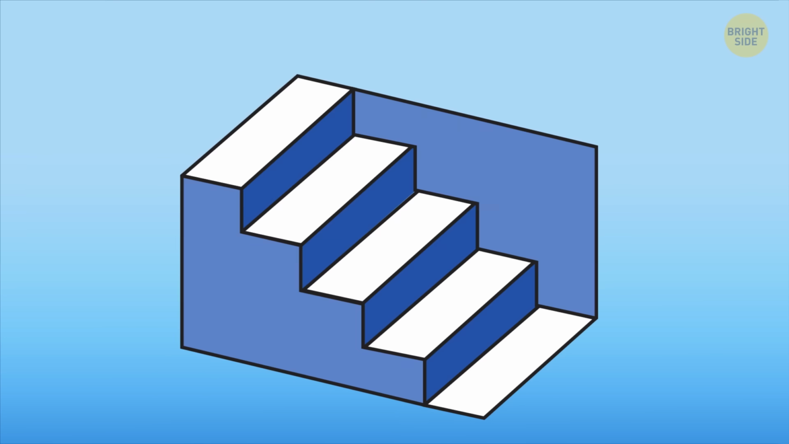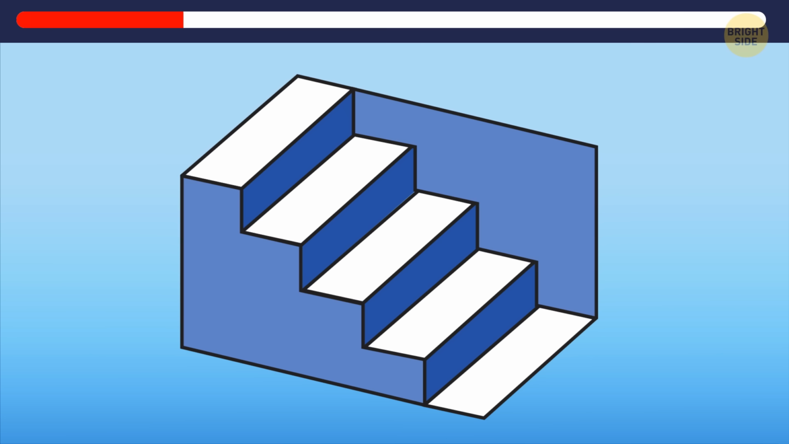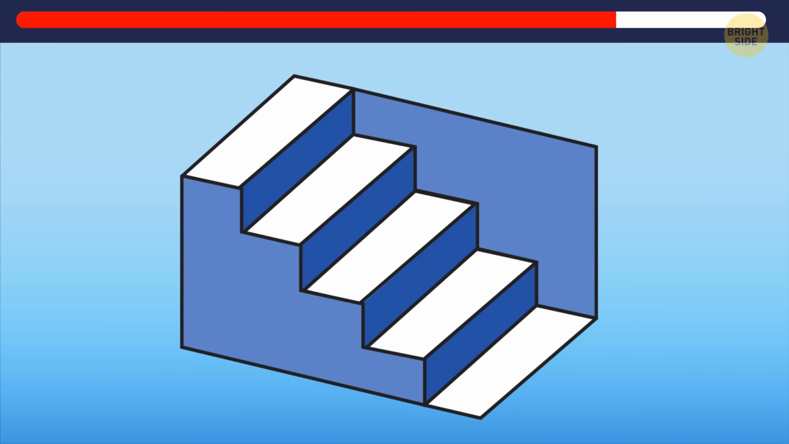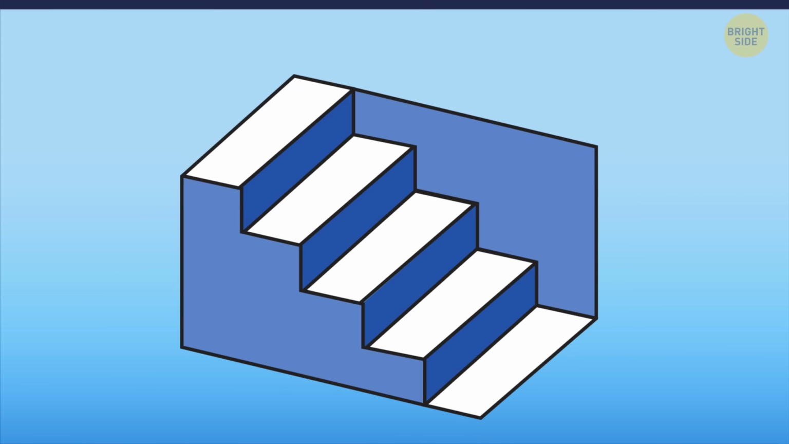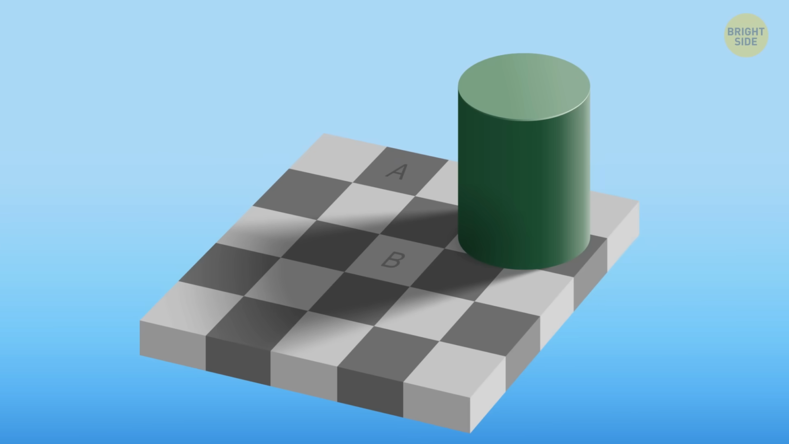Now, stare at the staircase. This time, try not to blink. Get ready, I'll flip it upside down. Hold on, don't blink. Okay, I let you blink just one time. Did you manage to flip the staircase? Good job! Can you tell which of the surfaces is darker?